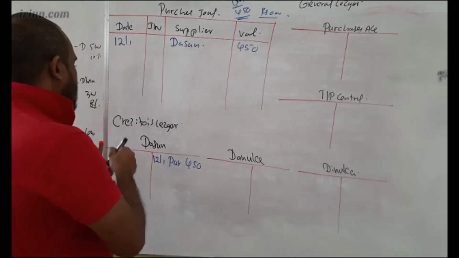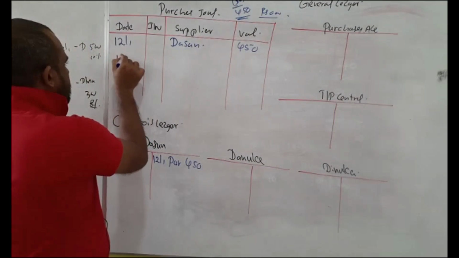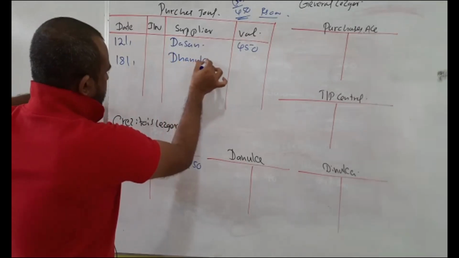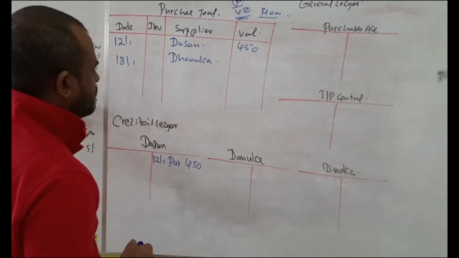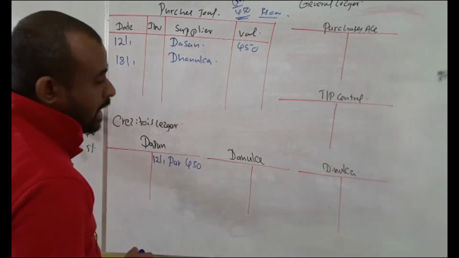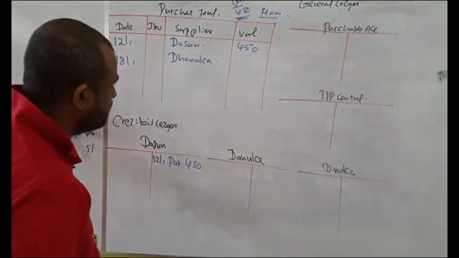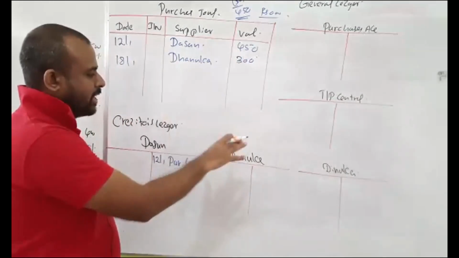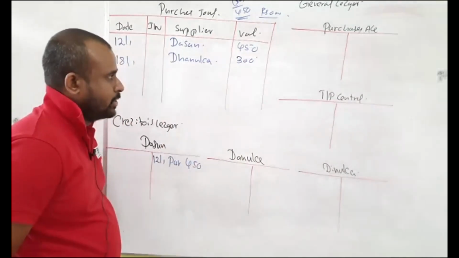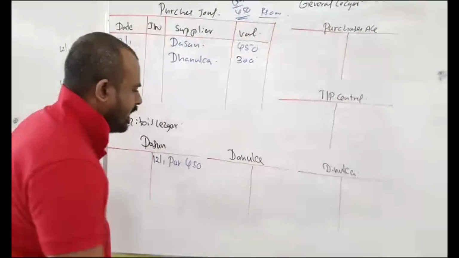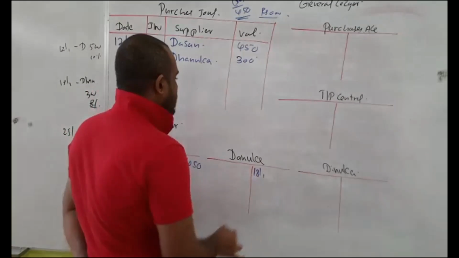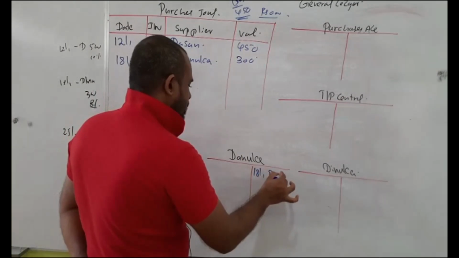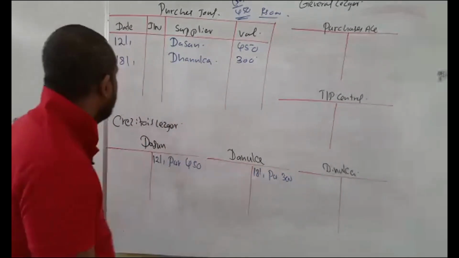On 18 January, you did another credit purchase from Dhanuka. Amount is 300,000. This 300,000 is an invoice price. If the invoice price is given, you don't have to find anything, you can just record it in the purchases journal. On the same day, you update the individual creditor's account saying purchases rupees 300,000.